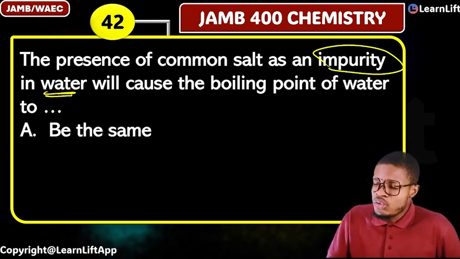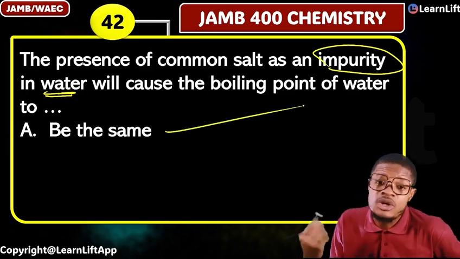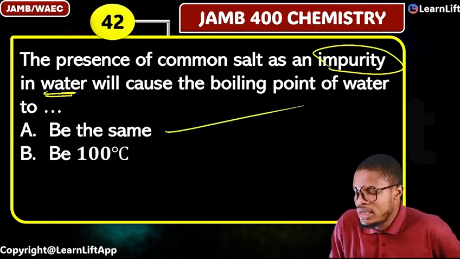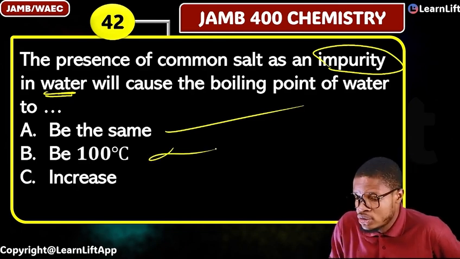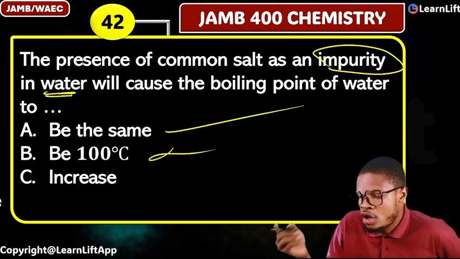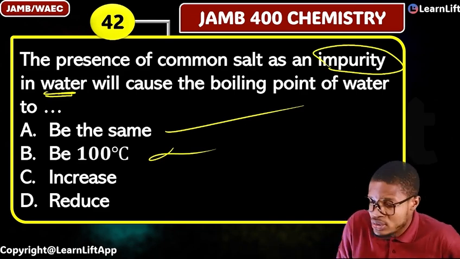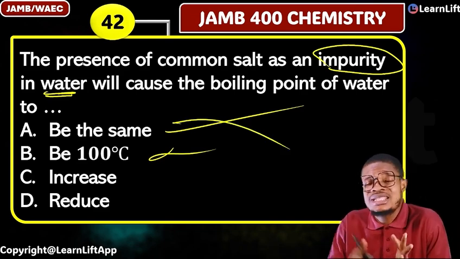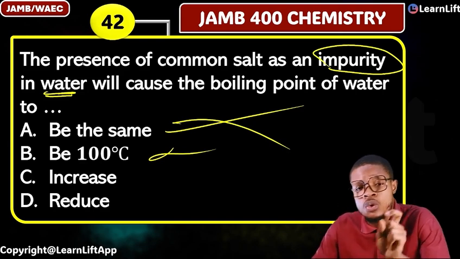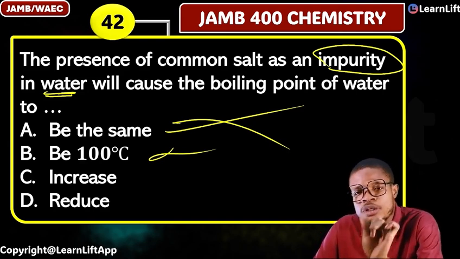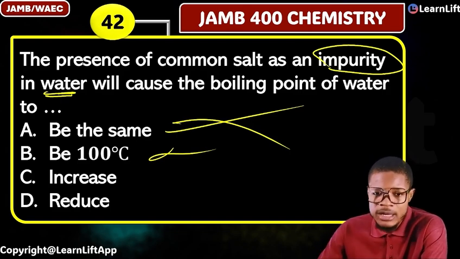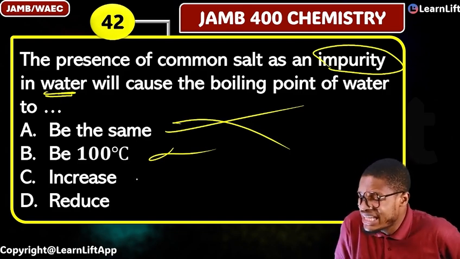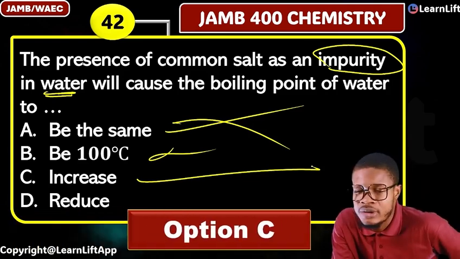Option A says the boiling point is going to be the same. It's not true. It's never going to be the same. Option B says it's going to be 100 degrees Celsius. It's not true. It's not going to be 100 degrees Celsius. Option C says the boiling point is going to increase. Option D says boiling point is going to reduce. The answer is between C and D. If you add impurity to a solvent, what will happen to the boiling point? Will impurity increase boiling point, or will impurity decrease boiling point? What is the answer? Of course, impurity will increase boiling point. Option C is the correct answer.